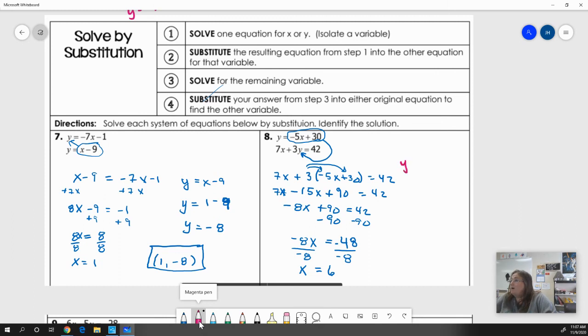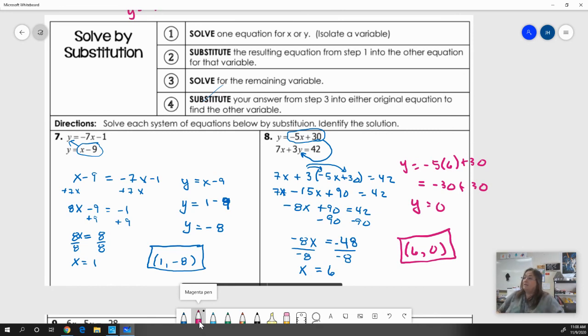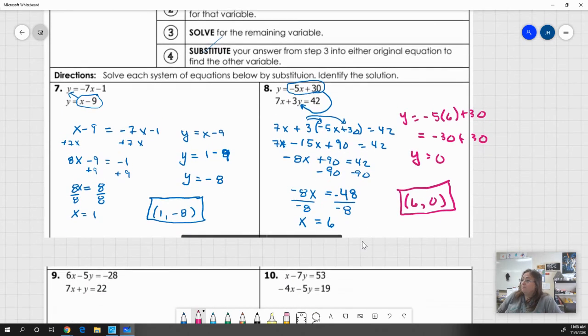So I know I have y equals minus 5x plus 30, but x is just 6, so that's minus 5 times 6 plus 30. And I can solve that pretty easily, right? This becomes negative 30 plus 30, so y just equals 0. So my solution point, where these two lines intersect, is at x equals 6 and y equals 0. Those are the coordinates at which the graphs of these lines intersect. And I did that just by using substitution, right?